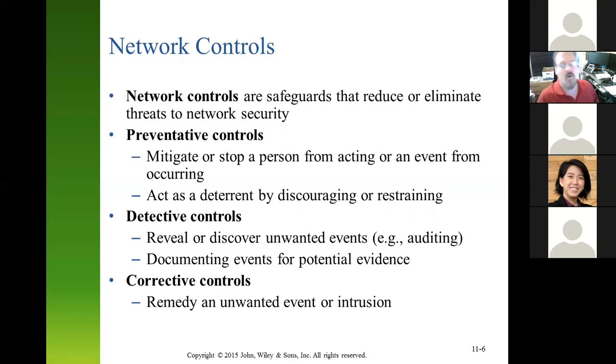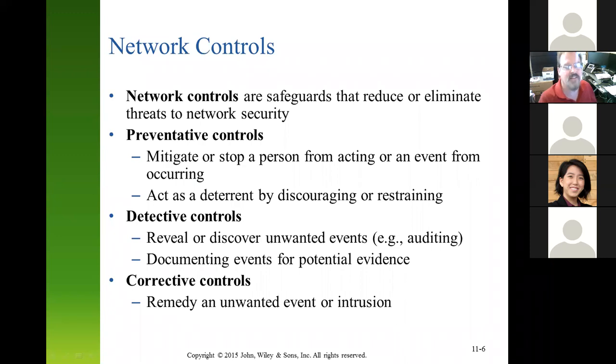A control, make sure you understand what that term means. A control is any safeguard, and it doesn't have to be a network control. A control is any safeguard put in place that reduces or eliminates the threat to a network security asset. Okay, so there are three terms you need to know: threat, control, and asset. I just typed it into the chat window.